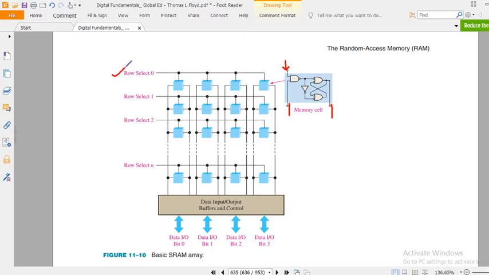So we select row 0 or row 1 or row 2, that particular row which we want to address, or which we want to read, or in which we want to write. You can see that at a time there are 4 bits. So we have 4 data input and data IO. Data IO means input and output both, so these can be supplied on the same lines. Data IO, input or output, bit 0, bit 1, bit 2, bit 3. So total 4 bits are there.